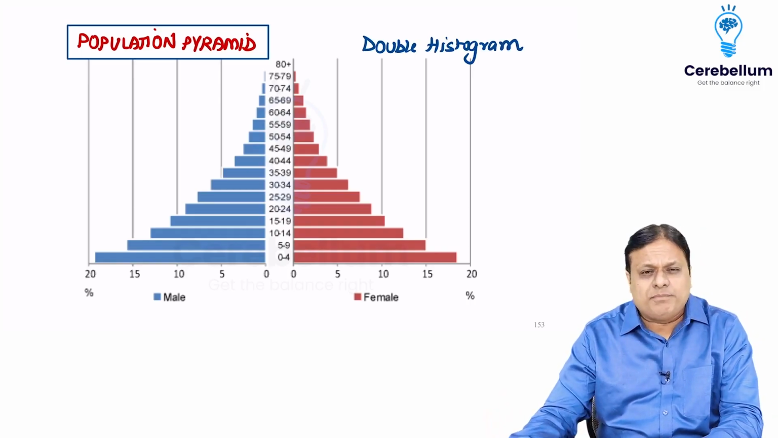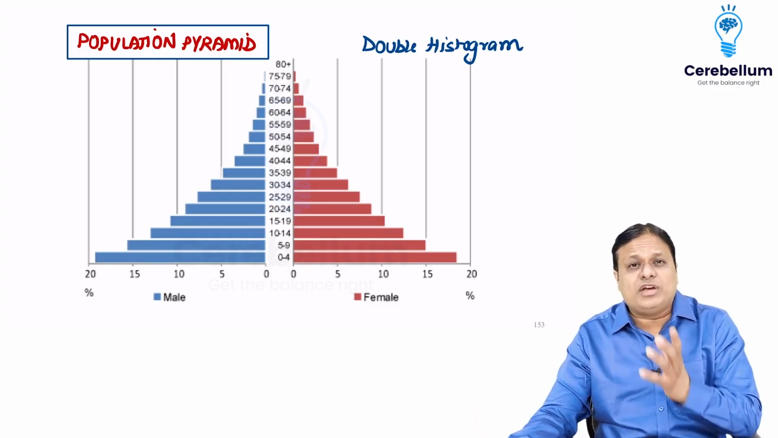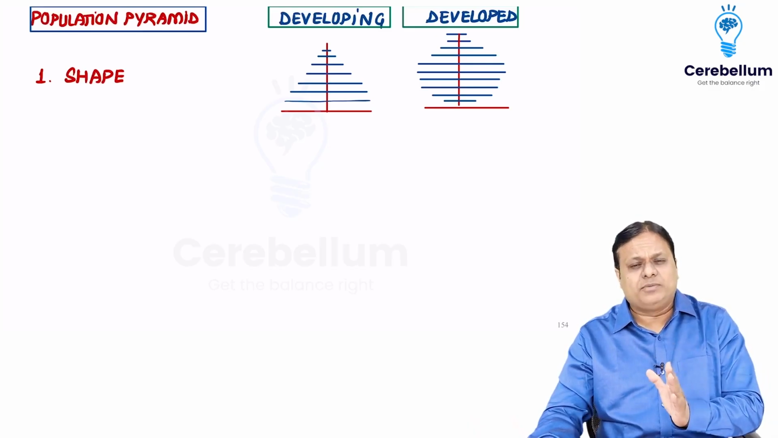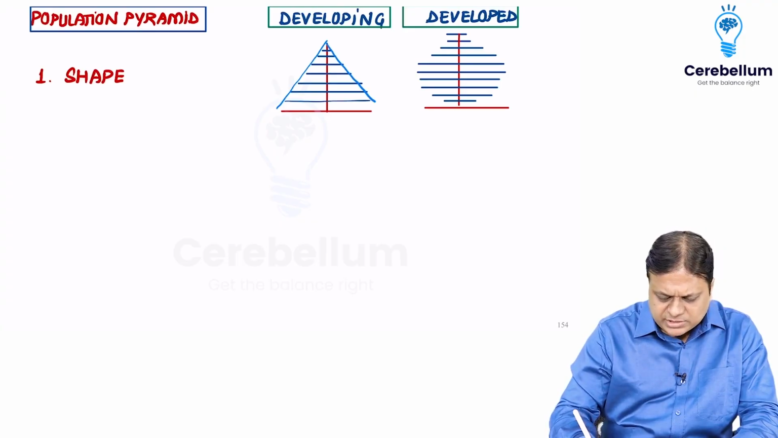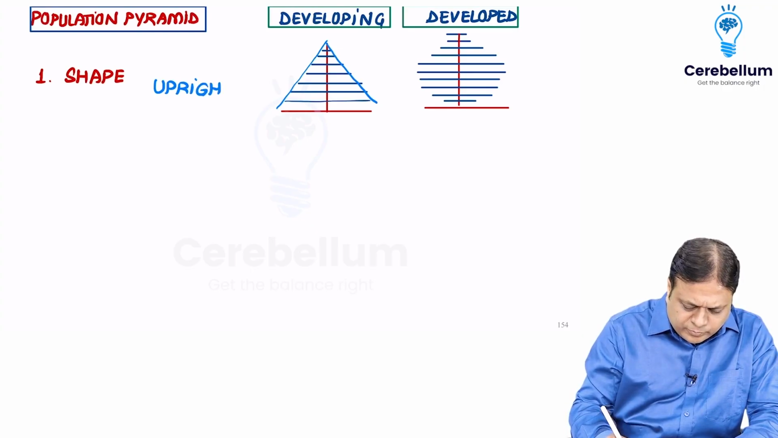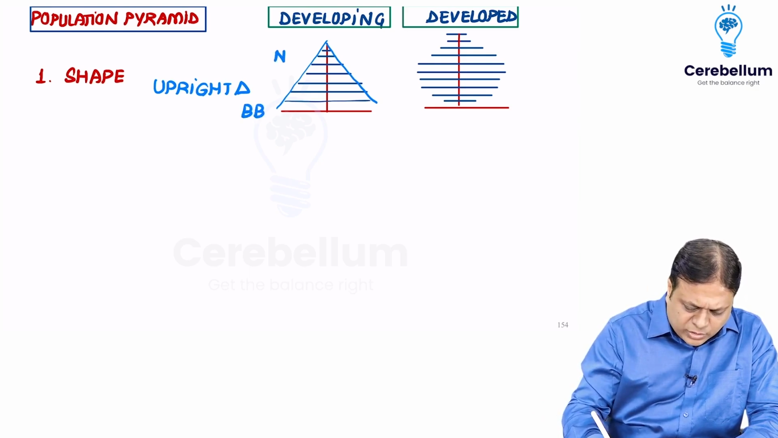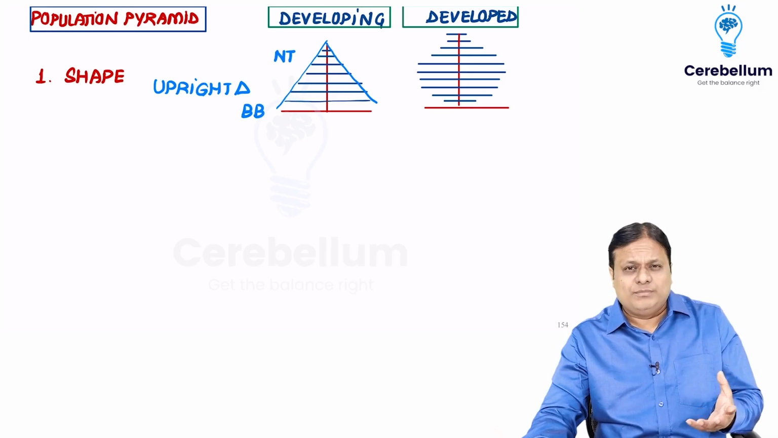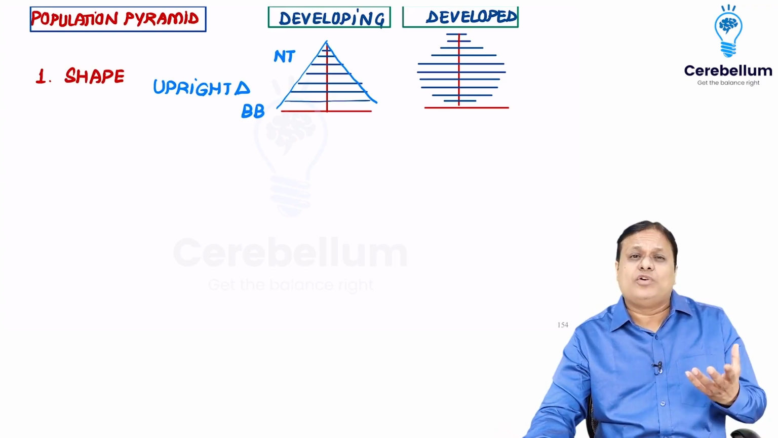Now when we look at population pyramid, you should know about its 3 properties, how a developing and a developed country are different from each other. When we look at the shape of a population pyramid of a developing and developed country, for a developing country, it is somewhat like this. This is known as an upright triangle having a broad base and a narrow top. Why broad base? Because we have more children in developing countries, more population in younger age group, high fertility levels, high dependency ratio of young age.